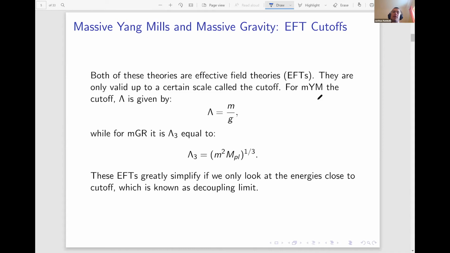Both of these massive theories are actually effective field theories, which means that they only make sense up to a particular energy scale called the cutoff. For massive Yang-Mills, it's given by this ratio of the mass and the coupling, which you can think of, if we get this massive Yang-Mills from gauge theory with a Higgs field, by integrating out the Higgs field, as basically the order of the mass of the Higgs. While for massive gravity, the cutoff is this Lambda 3, given by a combination of the graviton mass and the Planck constant, but it is not known whether there is some sort of Higgs mechanism for massive gravity.